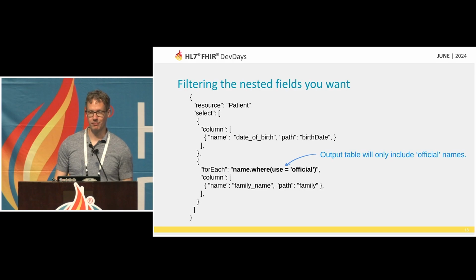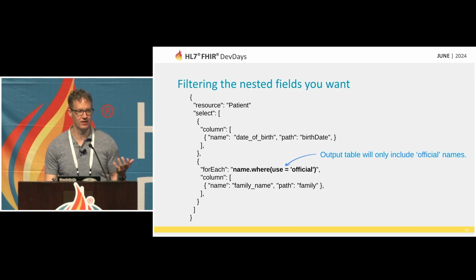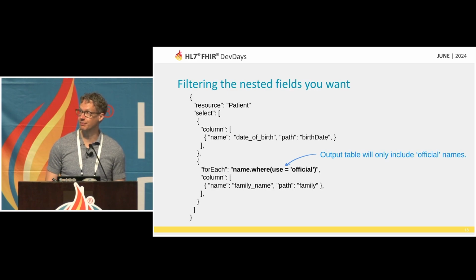We also support, because these are FHIRPath expressions, let's say you only want a table of official names. We can have a FHIRPath expression that simply filters it down to where use equals official, and creates a table that only has the official names in it.